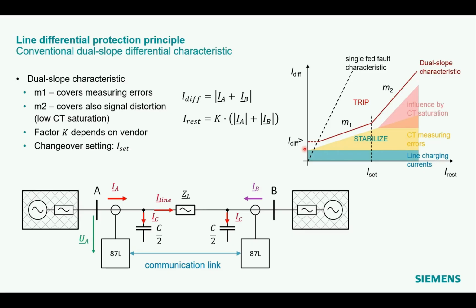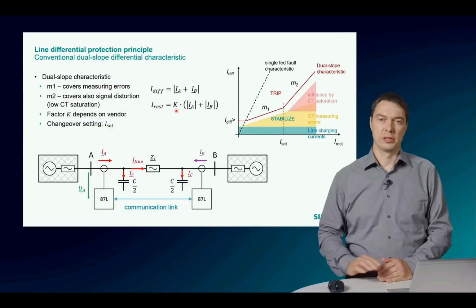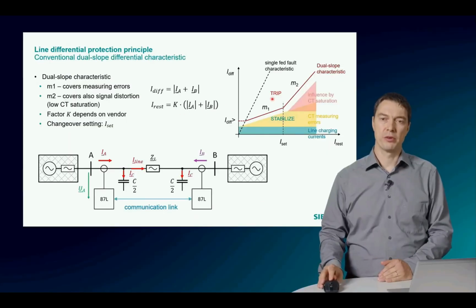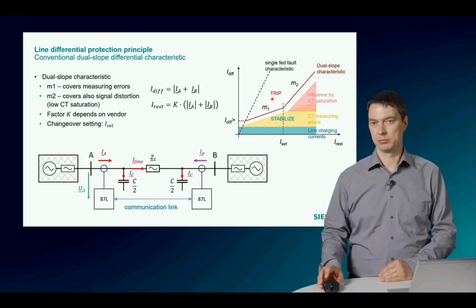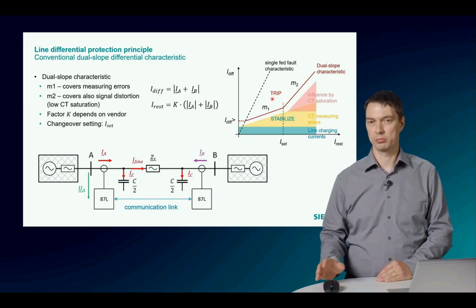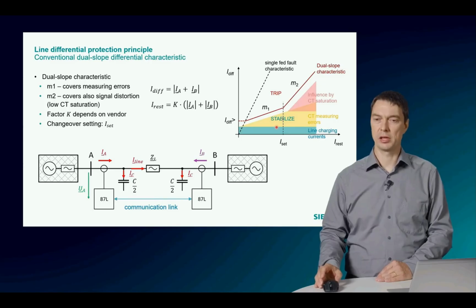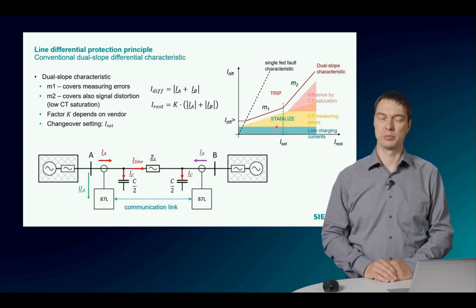The restraining current is calculated as the sum of the absolute current values scaled by a vendor-specific scalar value K. For example, K equals 1/2 is a typical value. A differential current seen above the characteristic will trip the circuit breaker, and below the characteristic the relay will stabilize and be stable.